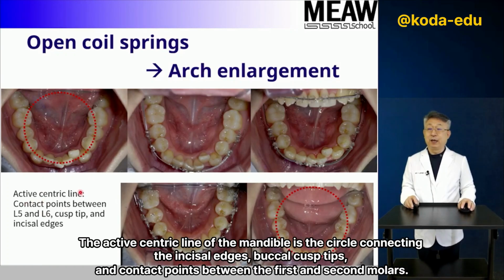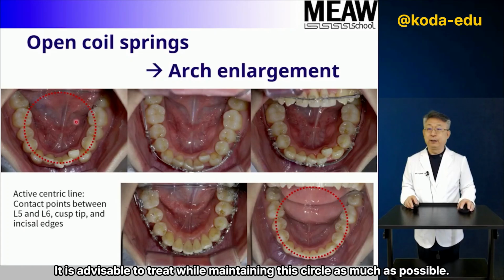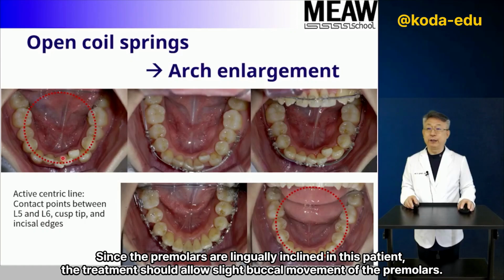The active centric line of the mandible is the circle connecting the incisal edges, buccal cusp tips, and contact points between the first and second molars. It is advisable to treat while maintaining this circle as much as possible. Since the premolars are lingually inclined in this patient, the treatment should allow slight buccal movement of the premolars.